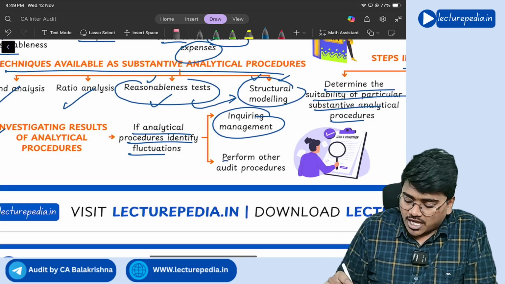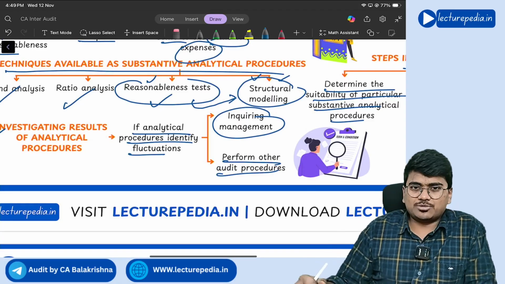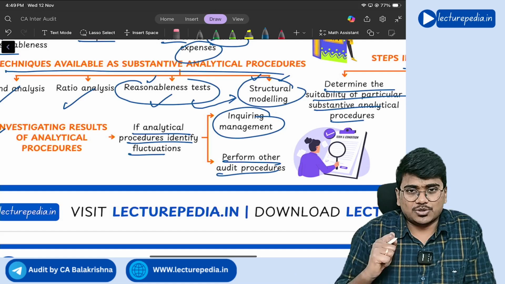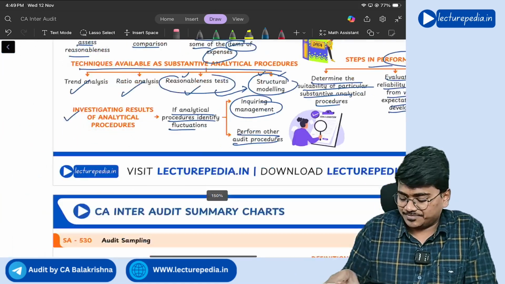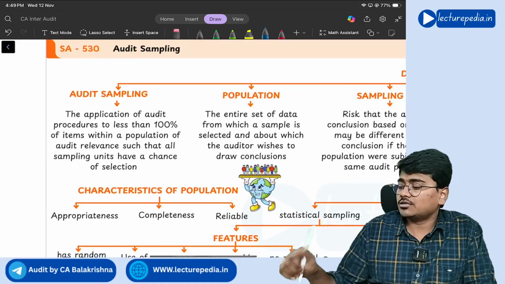Next, perform other audit procedures. Based on the responses given by the management, you will perform certain other audit procedures also. Got it? Yes. So that was SA 520.